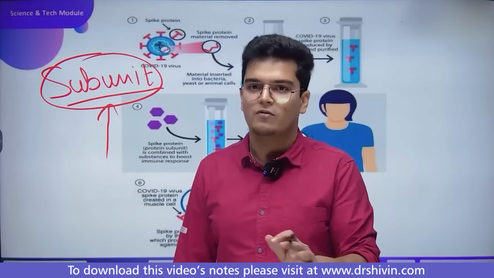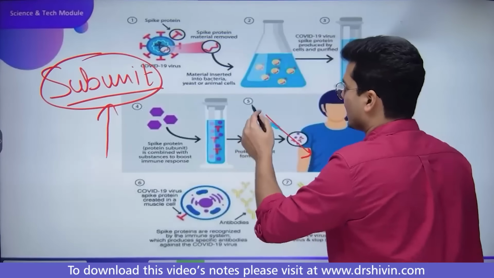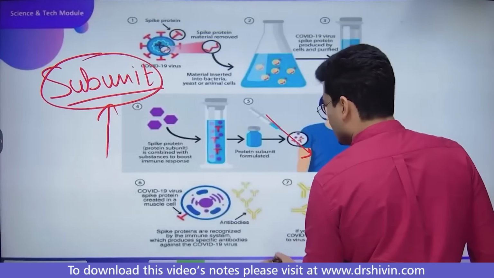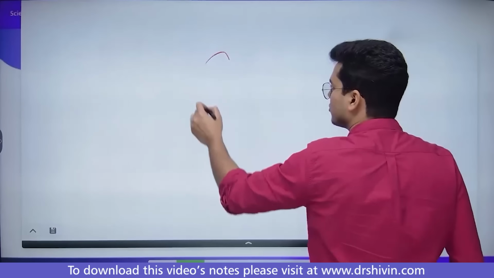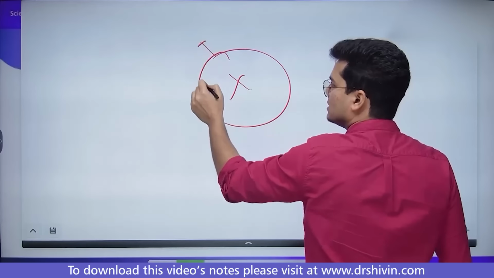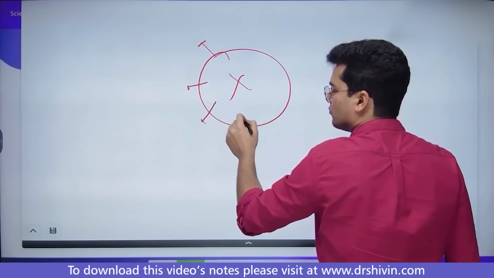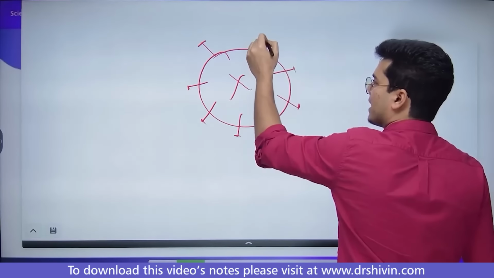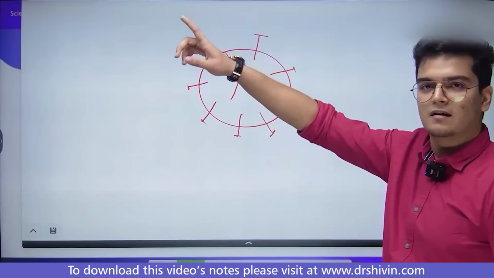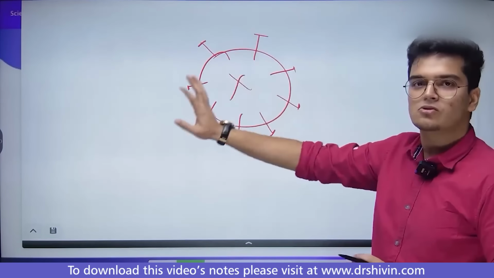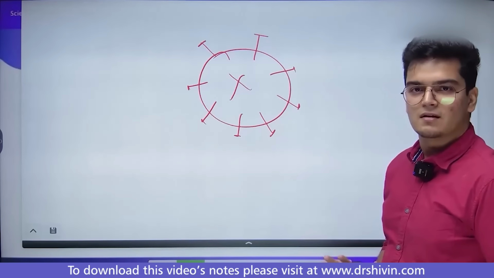There is also one more way. If possible, I can kill the COVID-19 and it will still have spike proteins. So what will this be? This will be an inactivated vaccine, like we had read earlier. I kill the microbe, it is still there, but it has the spike protein, so immunity is generated, right?